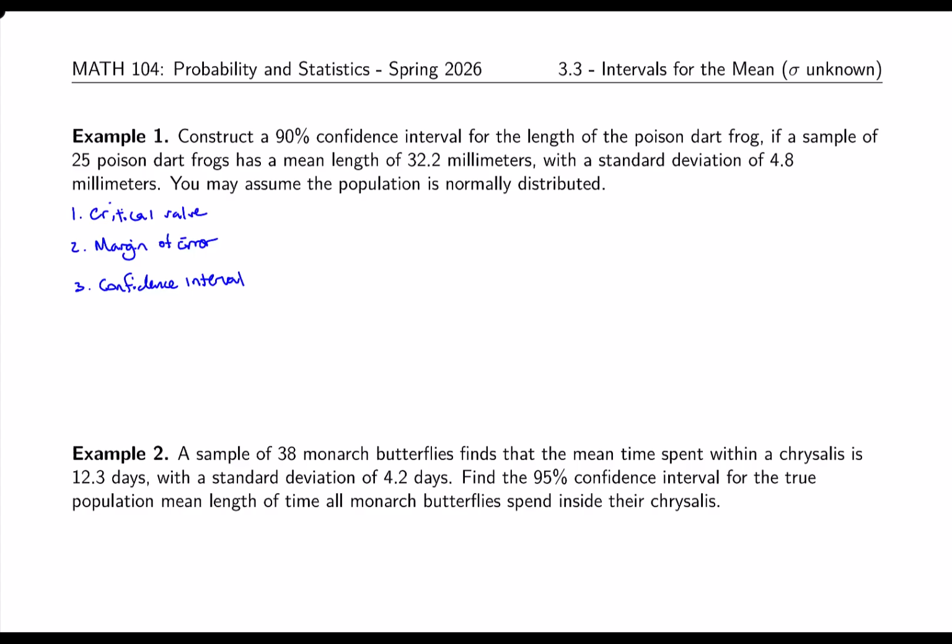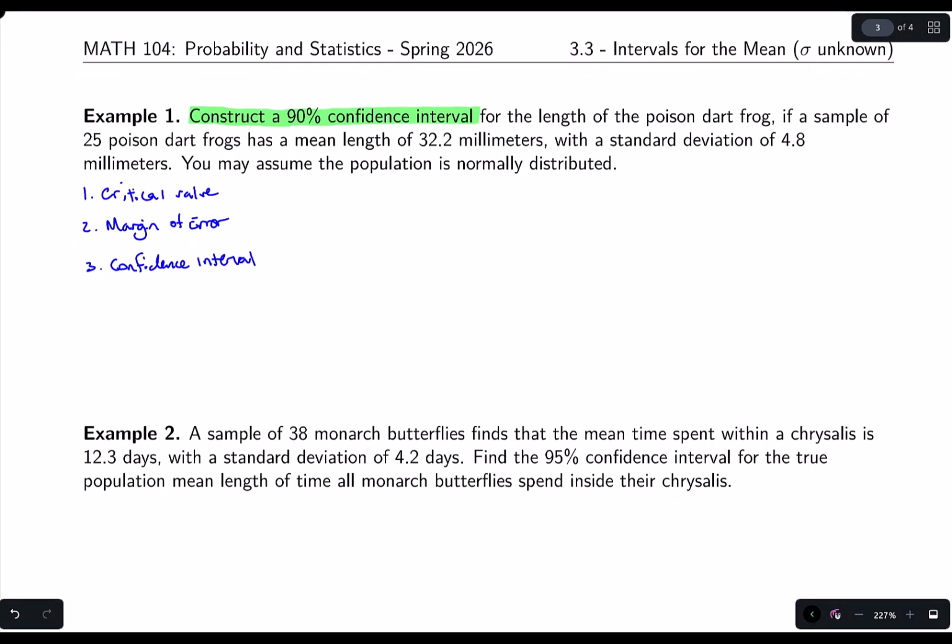All right, so first off, the thing we're being asked to do is to construct a confidence interval. It doesn't say for the mean, but later on in the problem, we have that the poison dart frogs have a mean length of 32.2 millimeters. We have a standard deviation, so we're going to construct this confidence interval for the mean. The level of confidence that we're using is given to us as 0.9.